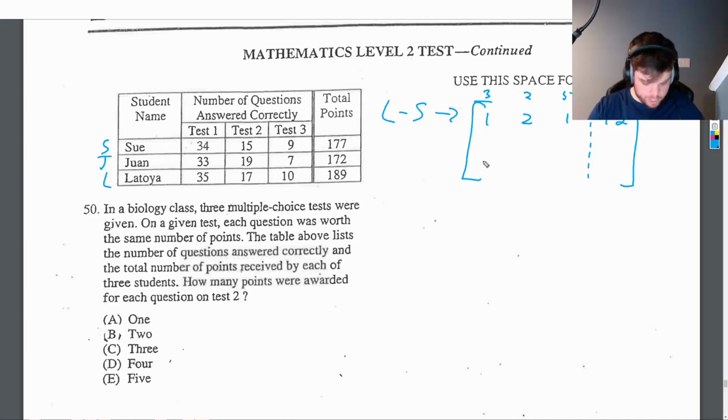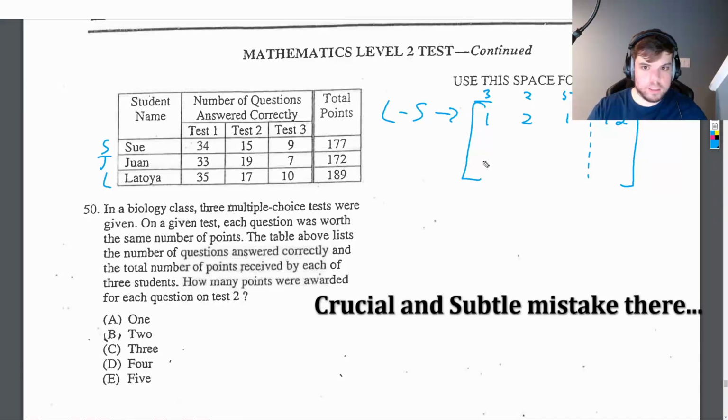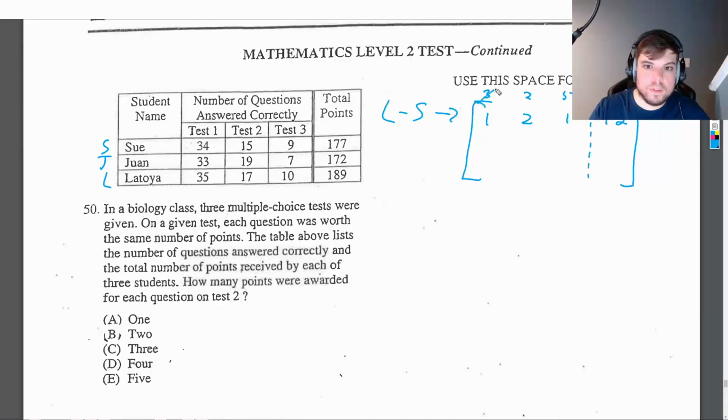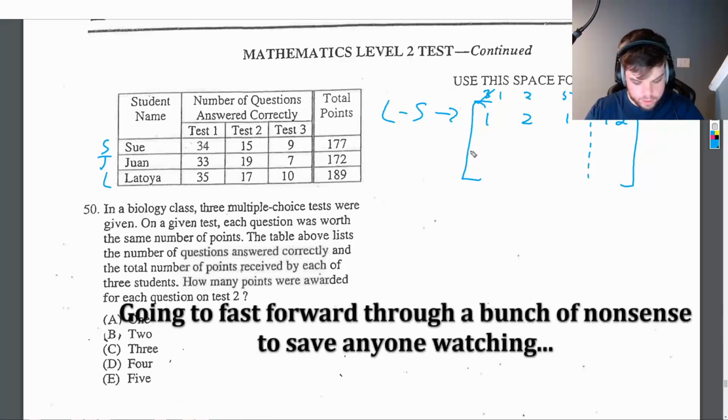3, 2, and 5. 3 times 34 plus 2 times 15 plus 5 times 45. Oh, way too big. So the first one probably isn't a 3. Okay, so what if the first one was like a 1? $289, still way too big. One, two, three doesn't work.